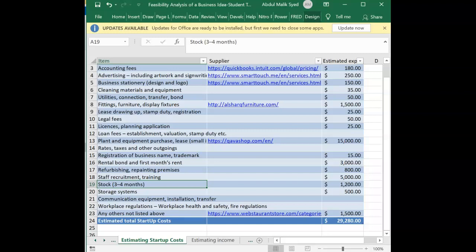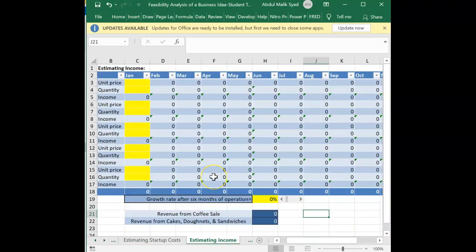Then the next important aspect which we are going to do is, once you have done this and know your startup cost, you need to talk about projecting your income. So I made a template which I will be providing shortly on the Moodle website. You can use this template to work out the financial viability of your own business. The earlier template is not so comprehensive. This one is slightly easier for you.